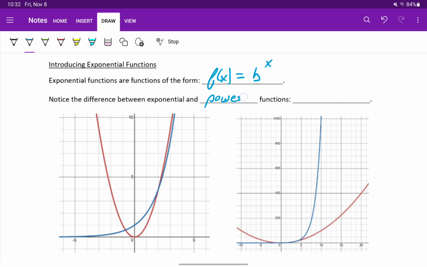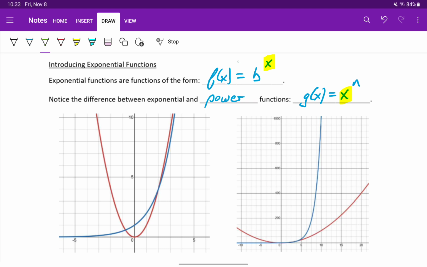to power functions, which are functions of the form g of x equals x to the n power. The key thing to pick up on is where the variable is in that expression. For an exponential function, the variable is in the exponent. For a power function, the variable makes up the base of that expression. It's the value that's being raised to that power.